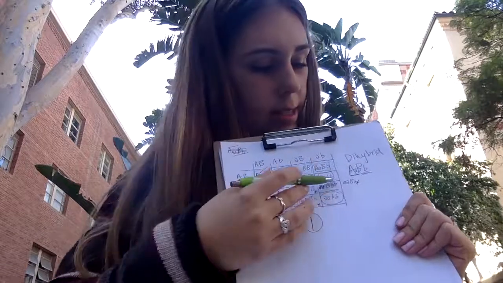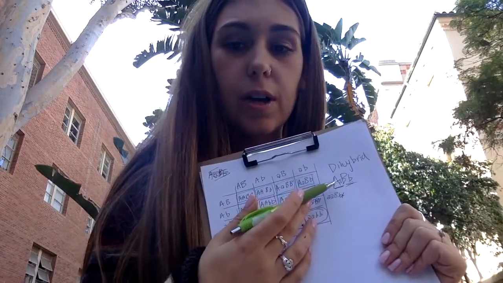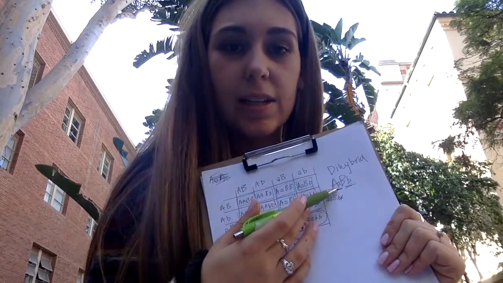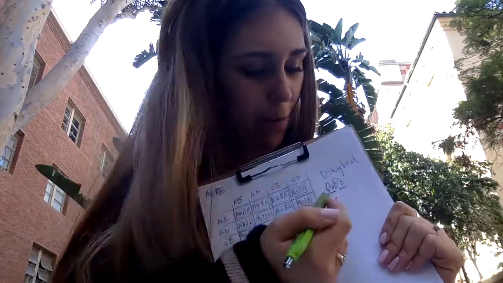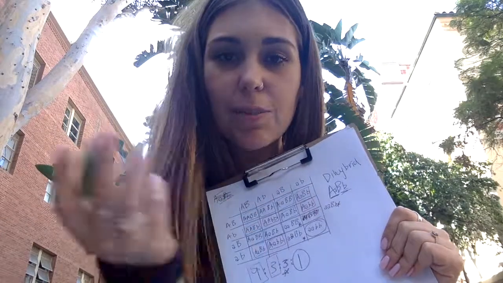What I did was I crossed two heterozygous genes. Okay, so I have one gene here, which is big A, little a, and my second gene here, which is big B, little b. Each gene is made up of two alleles, all right? So one allele is big A, and the other allele is little a.